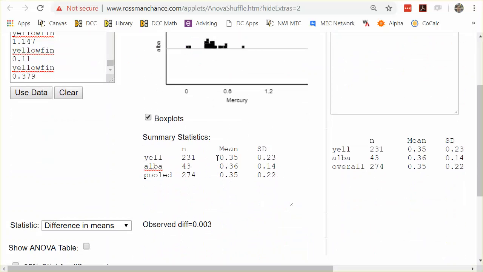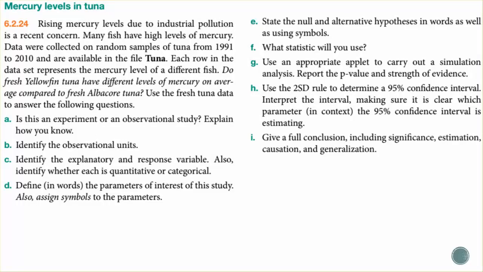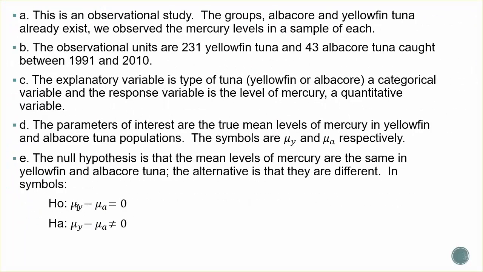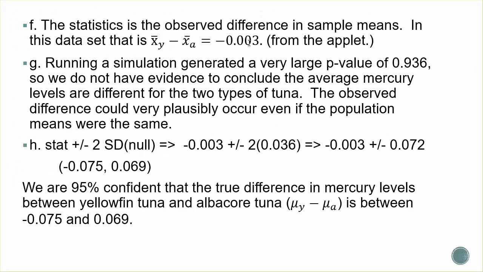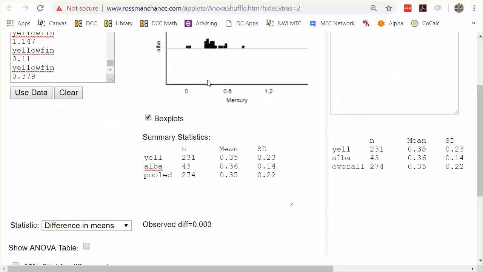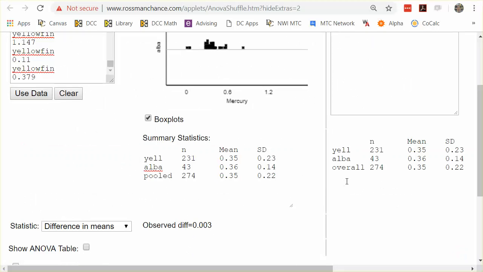Well, the mean for the yellowfin is 0.35. The mean for the albacore is 0.36. So we could subtract these two, and that would give us the difference. And there must be some decimals hiding because the computer says that the actual difference is 0.003. And in the way I wrote up my solution, I did the yellowfin minus the albacore, so I think I got a negative difference instead of a positive difference. It doesn't really matter as long as you're consistent. Okay, so that's where the negative 0.003 comes from.